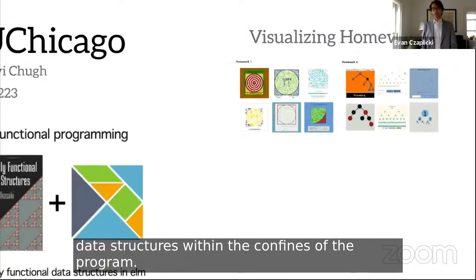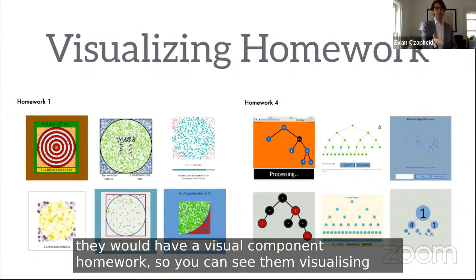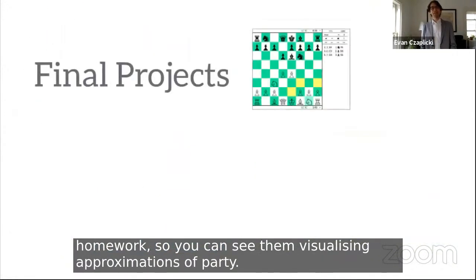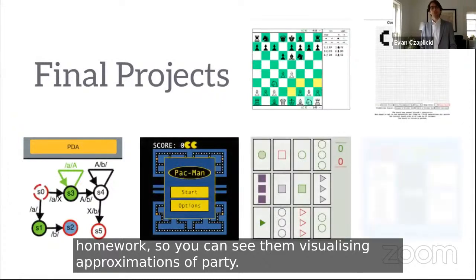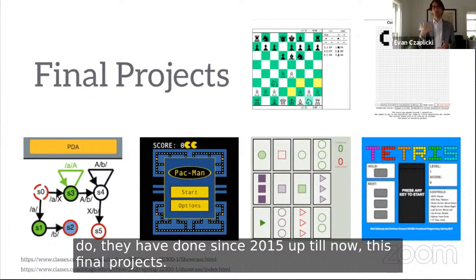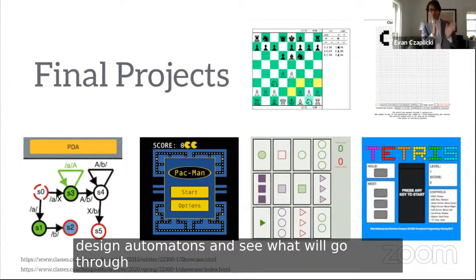One of the things they experimented with, at least in 2015, I don't know if they still do this part, is they would have a visual component to the homeworks. So you can see visualizing red black trees or visualizing approximation of pi, I think. And the other thing they've done since 2015 up till now is final projects. Students are making chess or Conway's Game of Life or a finite state automata runner, where you can design an automata and see what strings will go through.